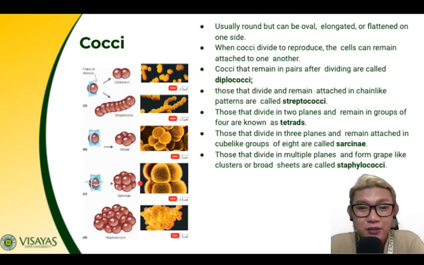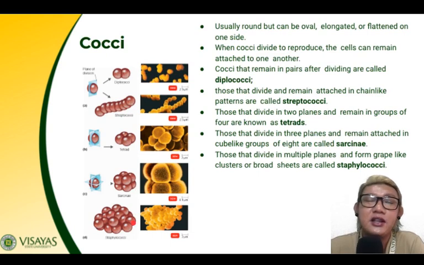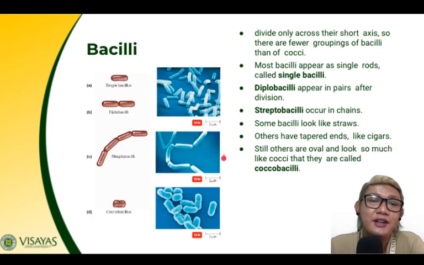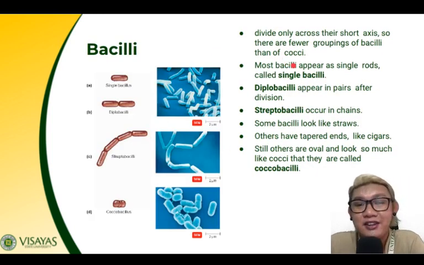And those that divide in multiple planes and form grape-like clusters, there isn't really a pattern for their shape, are called staphylococci. Bacilli, on the other hand, divide only across their short axis, so there are fewer groupings of bacilli if you compare that to that of cocci.